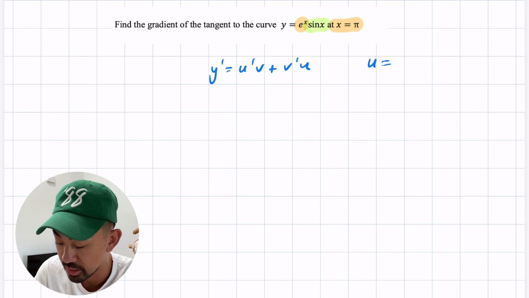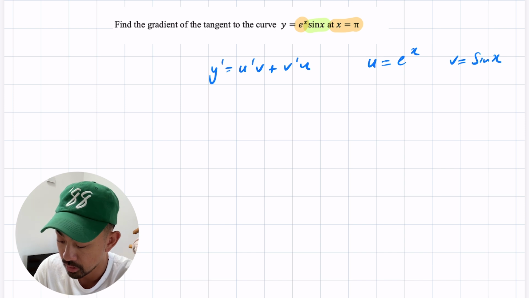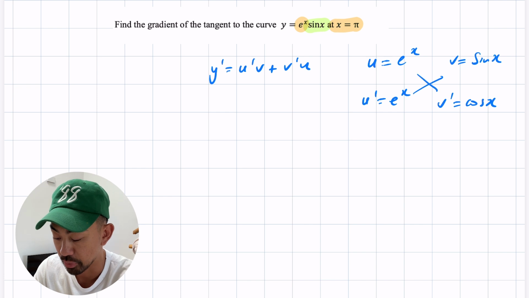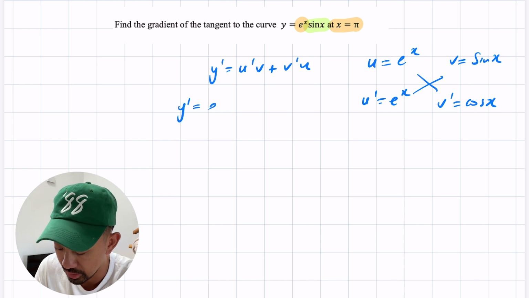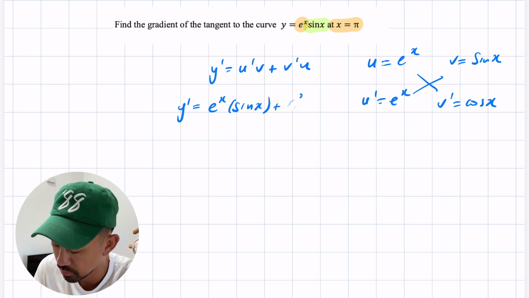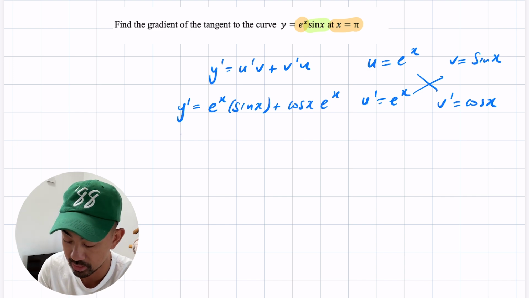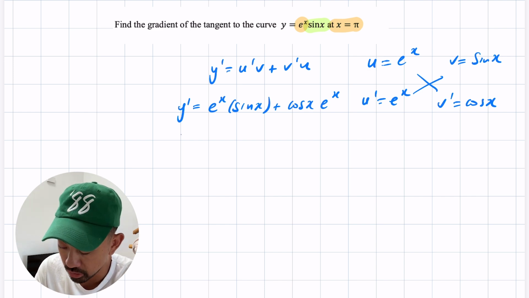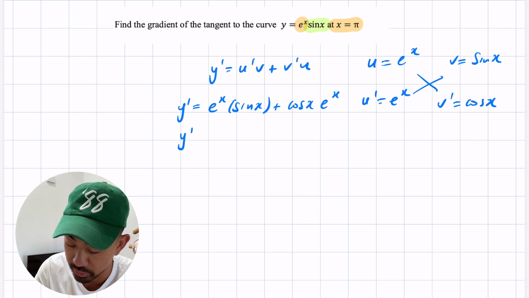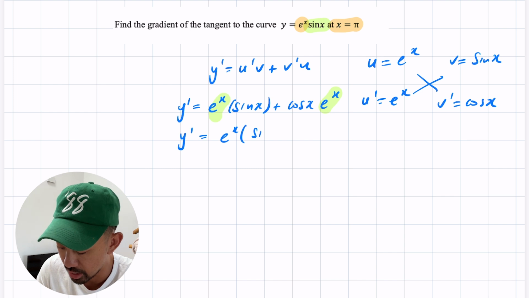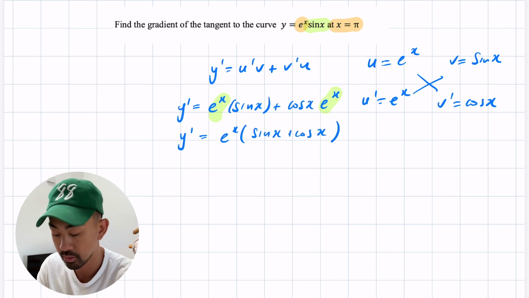So on the right hand side here, I'll set it up. So u is equal to e to the x and v is equal to sine x. u dash is e to the x and v dash is cos x. Now I just need to bring it all together. So y dash is e to the x times sine x plus cos x e to the x. Now the order doesn't really matter, but just for the sake of this, I'll try and make it clear for you. So cleaning this up a little bit, you can see that we can factorize an e to the x out because that's in both. So y dash is e to the x outside of sine x plus cos x, like that.